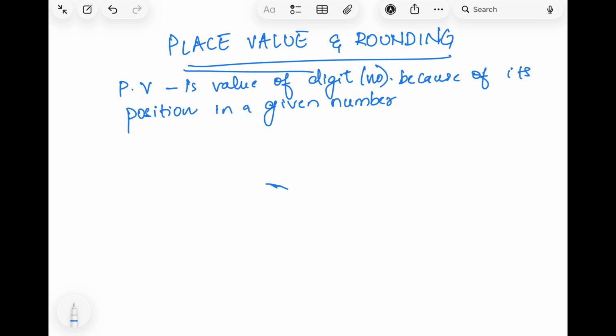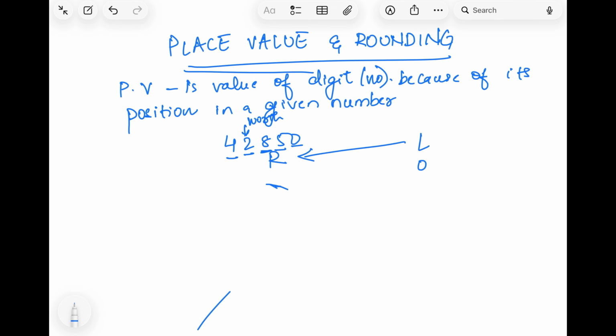Every digit's position determines its worth. So every digit in a number, whatever the number is, is determining its own worth. What is that digit worth? That is determined by the place at which the digit is standing. So the place value starts from ones, tens, hundreds, thousand, 10,000, 100,000 and so on.